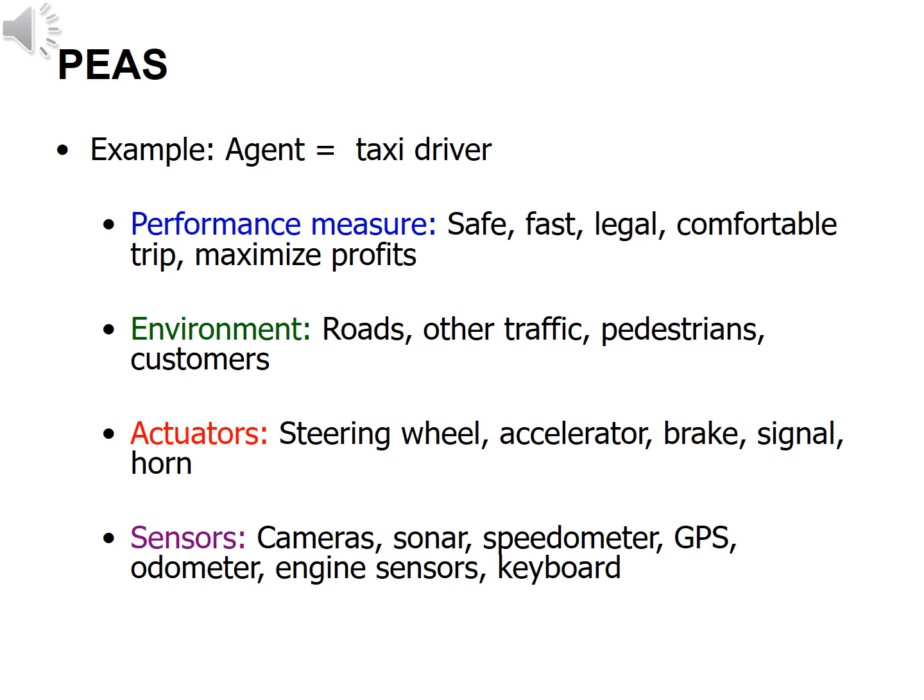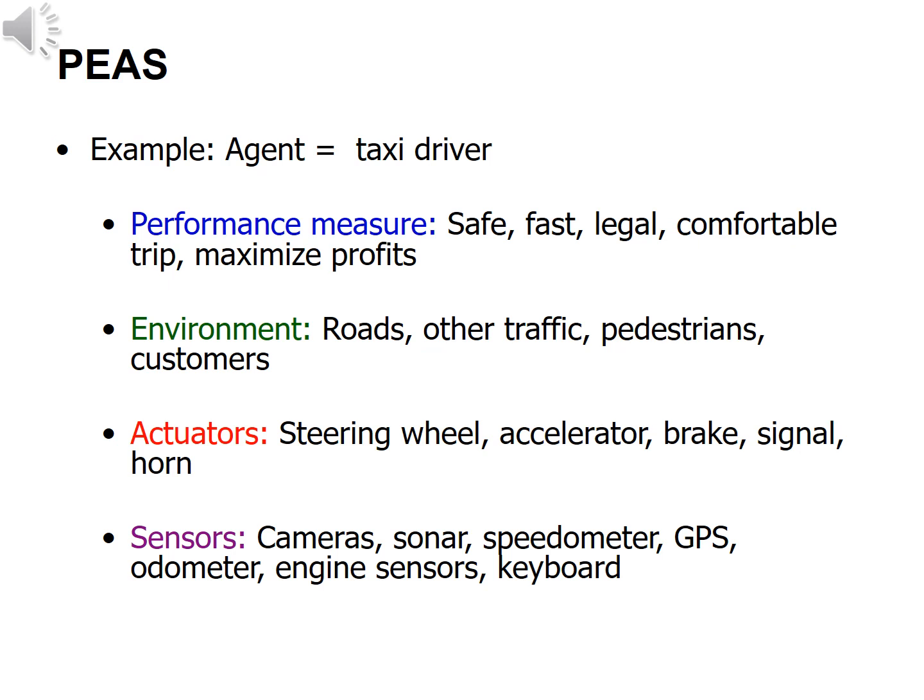The environment in which the taxi driver performs its service includes roads, transportation systems in general, or infrastructure. It also interacts with other traffic, with other vehicles on the roads. It interacts with pedestrians, it interacts with its customers, and so on.